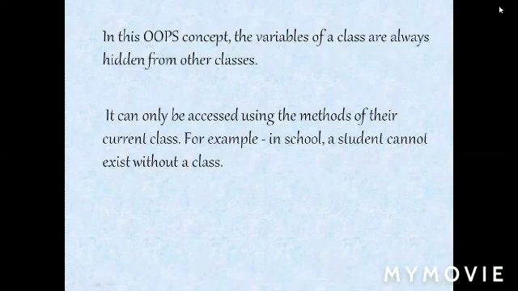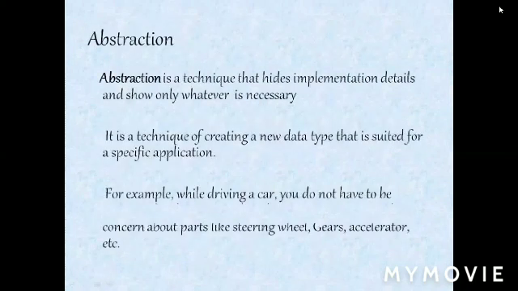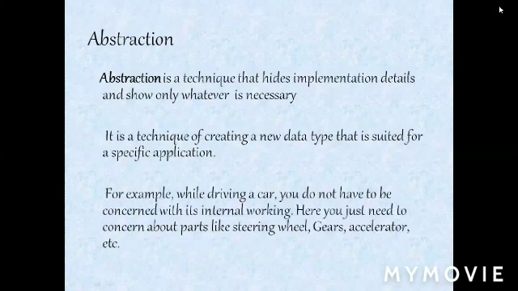Okay, so now we will discuss what is abstraction. Abstraction is a technique that hides implementation details and shows only whatever is necessary. It is a technique of creating new data types that are suited for a specific application. For example, while driving a car, you do not have to be concerned with its internal working. Here, you just need to be concerned about parts like the steering wheel, gears, accelerator, etc.